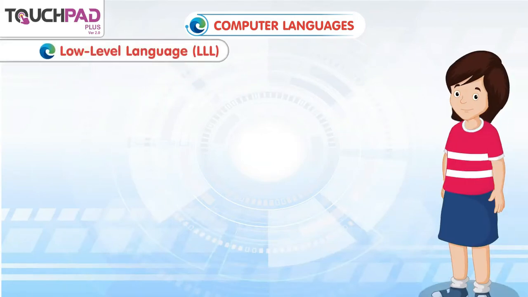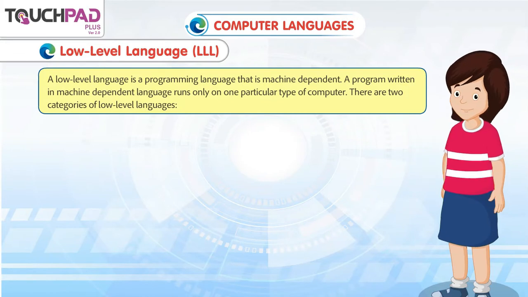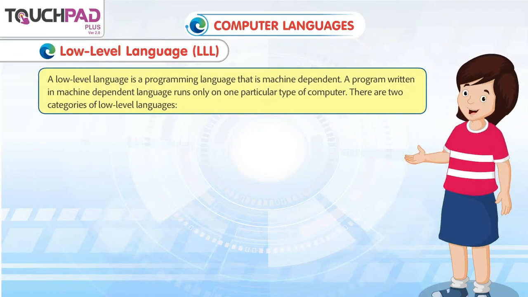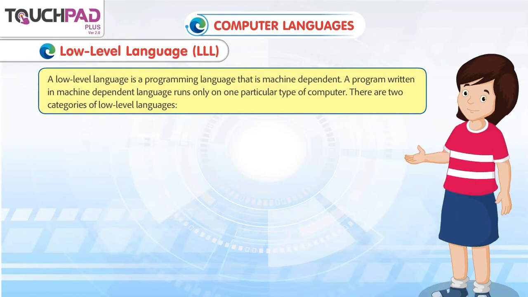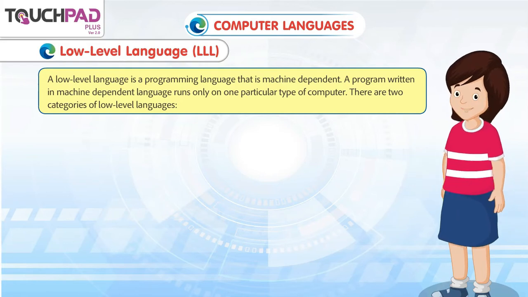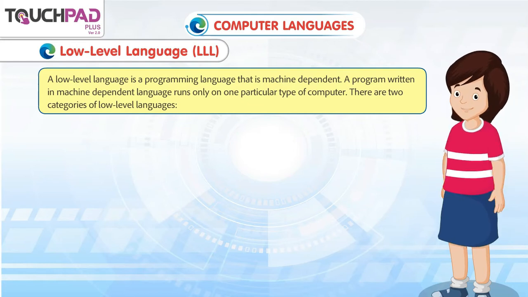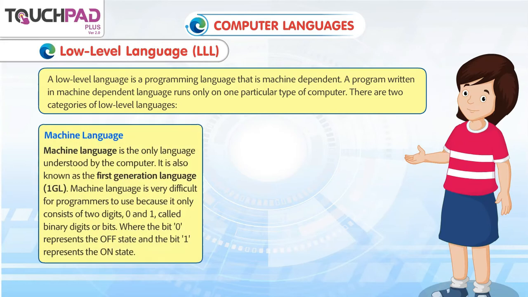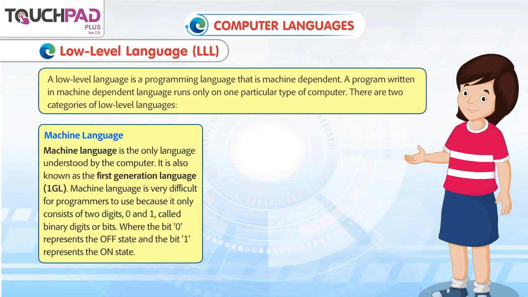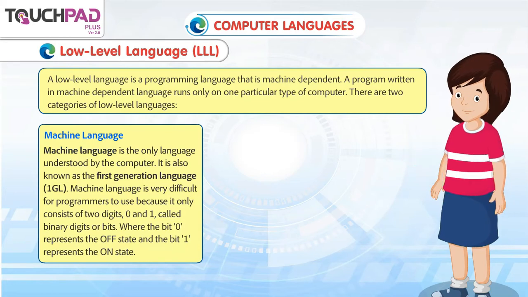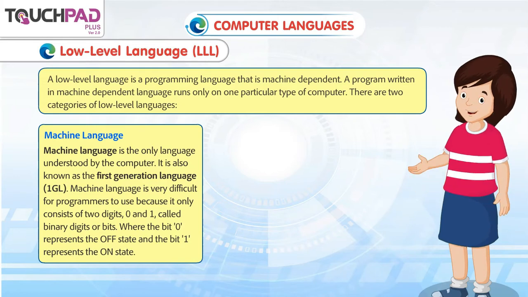Low-level language LLL. A low-level language is a programming language that is machine-dependent. A program written in machine-dependent language runs only on one particular type of computer. There are two categories of low-level languages. Machine language. Machine language is the only language understood by the computer. It is also known as the first-generation language 1GL.